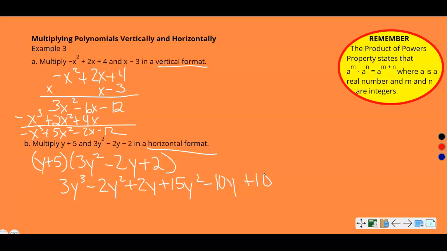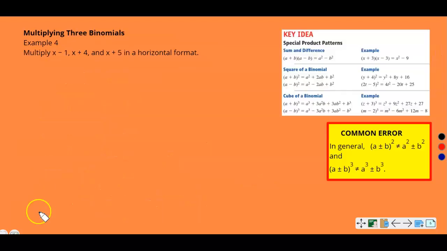Now, just like before, I have to combine like terms. So I'm going to bring down my 3y cubed. I've got negative 2 and plus 15, y squared. So negative 2 plus 15 is plus 13, y squared. I've got plus 2 minus 10, so that's minus 8y. And then only one constant term, so plus 10. So for b part, you're going to get 3y cubed plus 13y squared minus 8y plus 10.